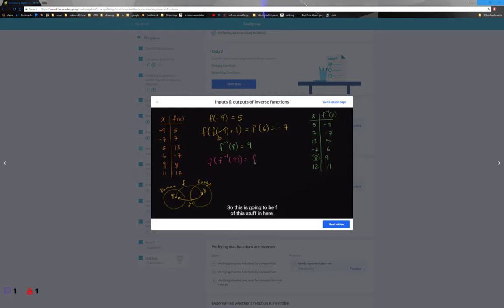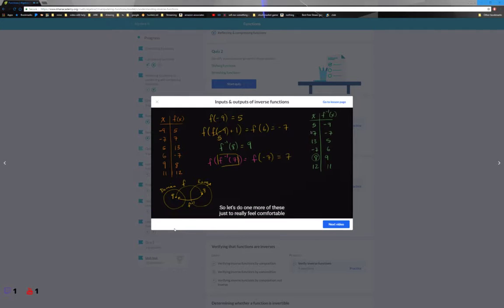So this is going to be f of this stuff in here. This stuff in here, f inverse of 7, we see is negative 7. So it's going to be f of negative 7. And to evaluate the function, f of negative 7 is just going to be 7 again. And that makes complete sense. We essentially mapped from 7, f inverse of 7 went from 7 to negative 7, and then evaluating the function of that went back to 7.